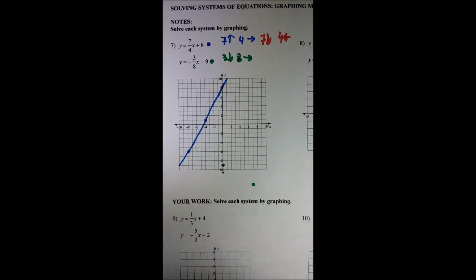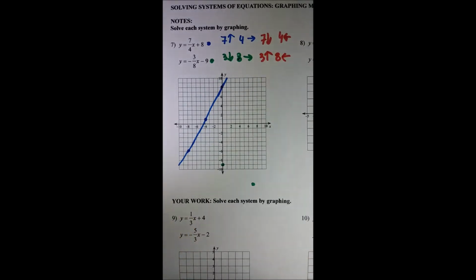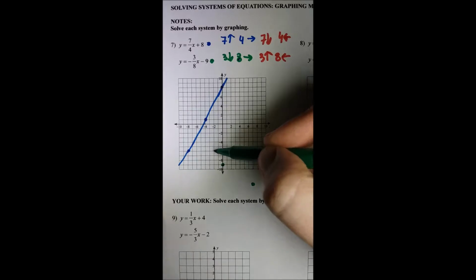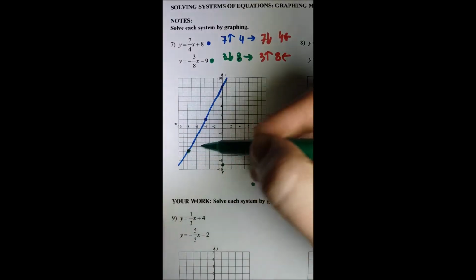Unfortunately, again, I cannot do it because my graph is too small for it. So I'm going to reverse it. It's going to go 3 up, 8 to the left then. Let's see how that works out. 3 up, 1, 2, 3, 8 to the left. 1, 2, 3, 4, 5, 6, 7, 8. It's this point right here.